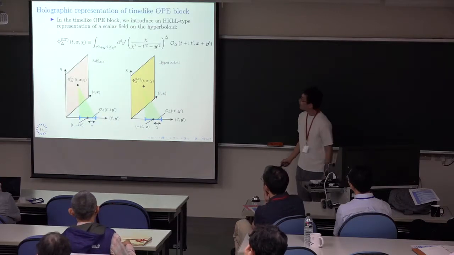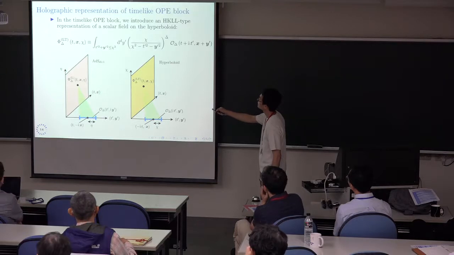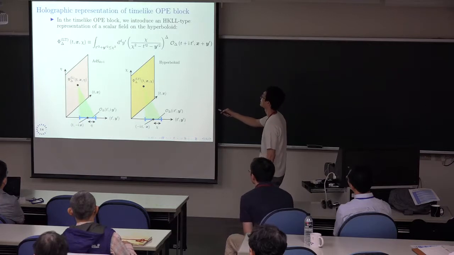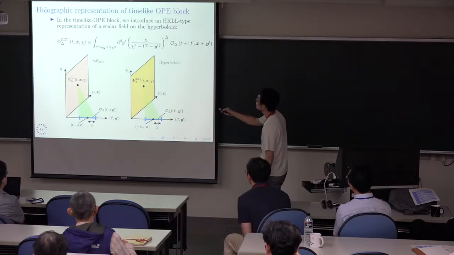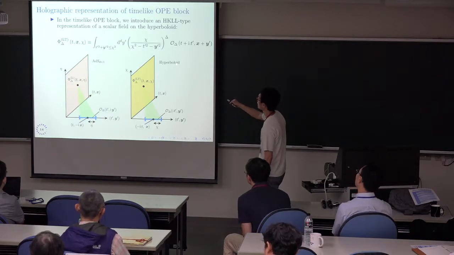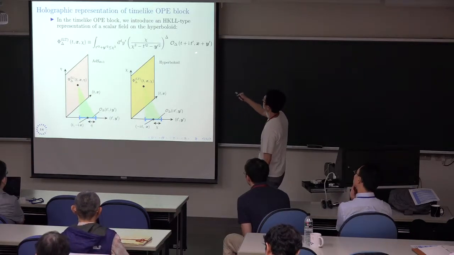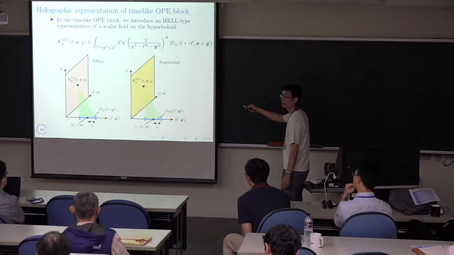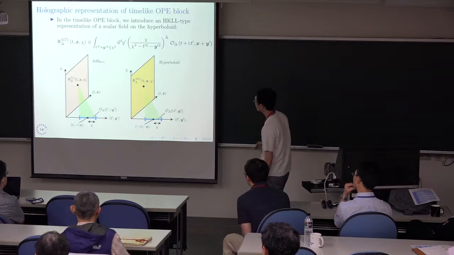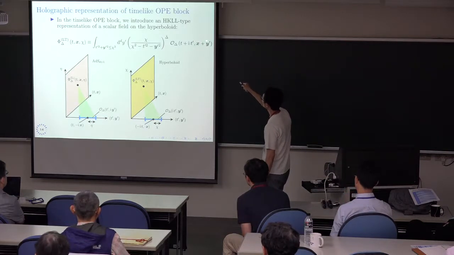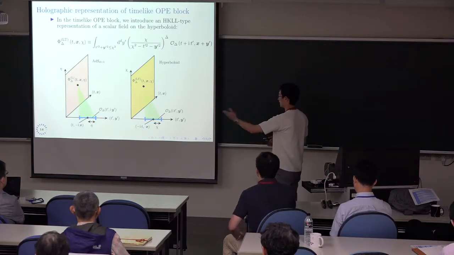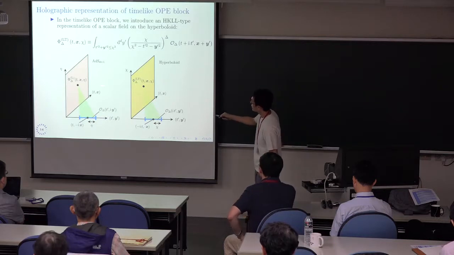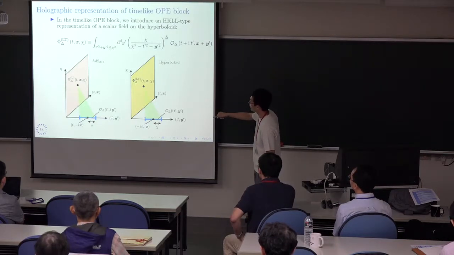Also, we can define a scalar field living on the hyperboloid, and you can actually write an HKL type formula to represent a scalar field propagating on the hyperboloid. This is almost the same as the HKL formula, but the way of the analytic continuation is slightly different. Previously, we analytically continued the spatial direction, but now we have a big rotation for time.